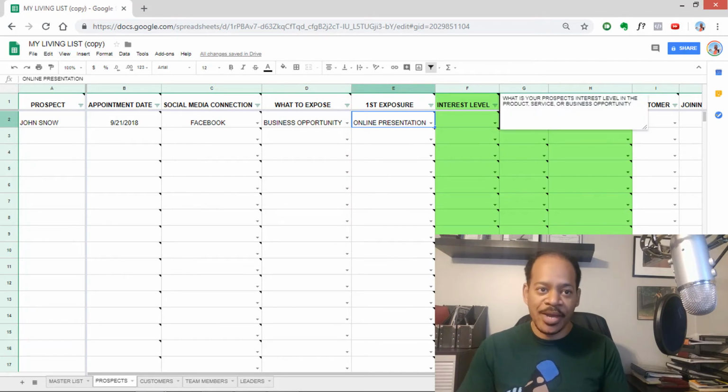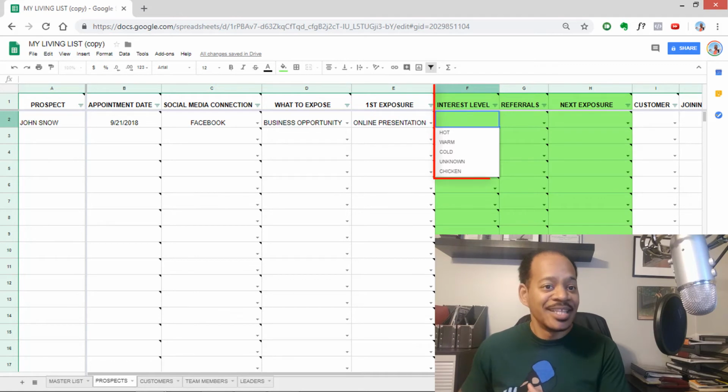And now once our prospect has seen the online presentation, we're going to want to track their interest level. Some of our prospects will be hot, others will be warm, some will be cold and have little or no interest in our product, service, or business opportunity. Sometimes our prospects will be unsure and undecided and need time to think about what they've seen and experienced. So some of our prospects' interest level will be unknown.